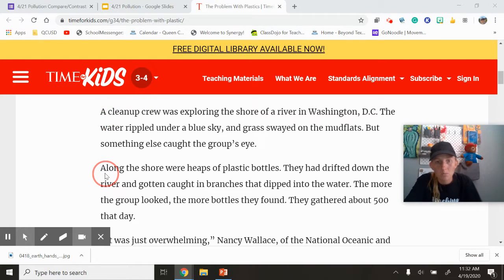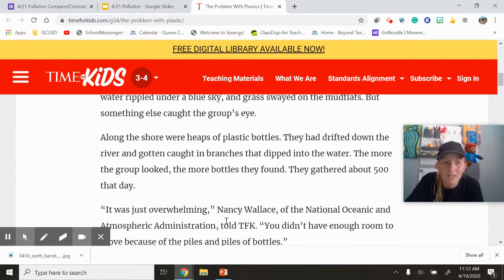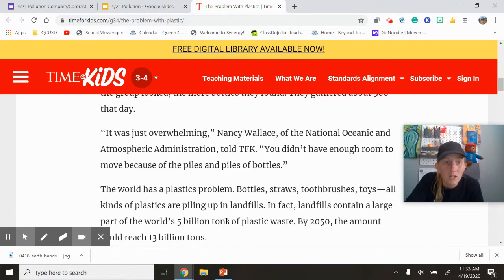A cleanup crew was exploring the shore of a river in Washington, D.C., and the water rippled under a blue sky and grass swayed on the mud flats. But something else caught the group's eye. Along the shore were heaps of plastic bottles. They had drifted down the river and gotten caught in the branches that dripped into the water. The more the group looked, the more bottles they found. They gathered about 500 that day. Wow, that's a lot of bottles.